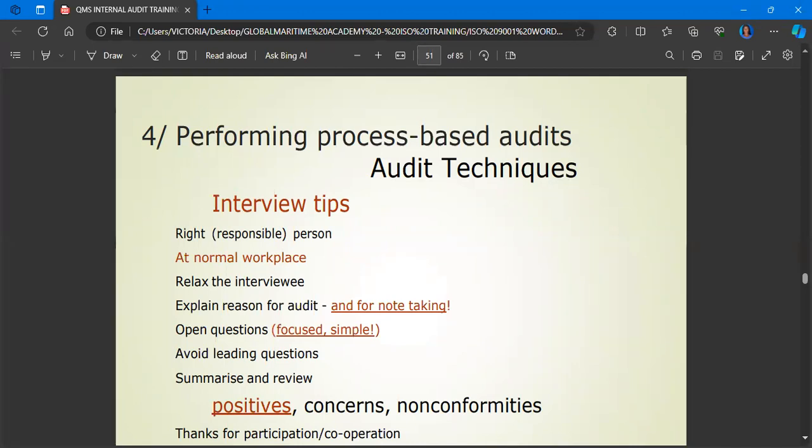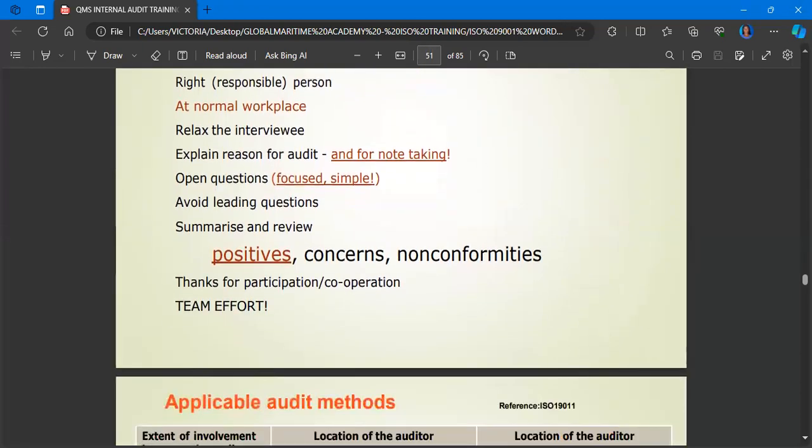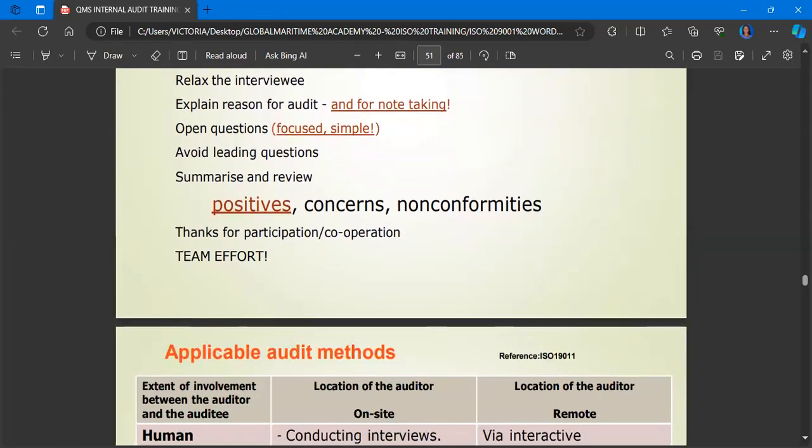Ask open questions. Focus, that is directed, to the process. Avoid leading questions that will be leading to somewhere else. Summarize and review. Where there are concerns, you also raise them. Where there are positive things that you need to commend them for, you commend. Then you seek for their cooperation. Audit is a team effort thing, so you seek for their cooperation.